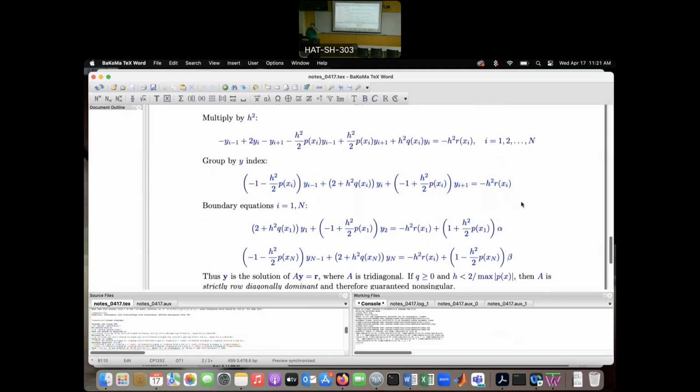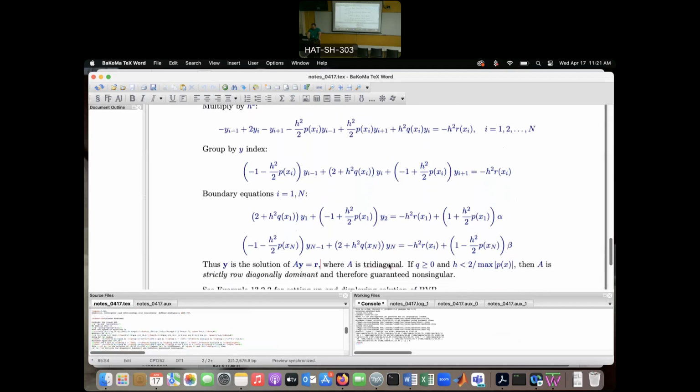What happens in this case is that each equation in the system involves only yi minus 1, yi, and yi plus 1 for equation number i. The system of equations can be written in this form: matrix A times vector y equals vector r. A is a tridiagonal matrix. The vector r consists of these right-hand side values. Mostly it's minus h squared times values of r of x. But then in the first and last equations, you have these boundary terms too.